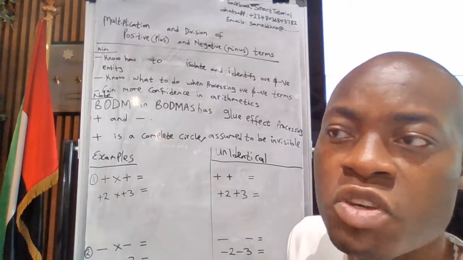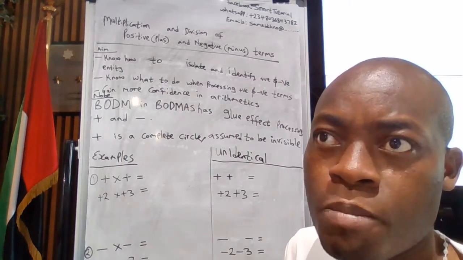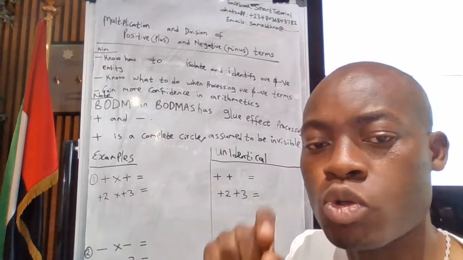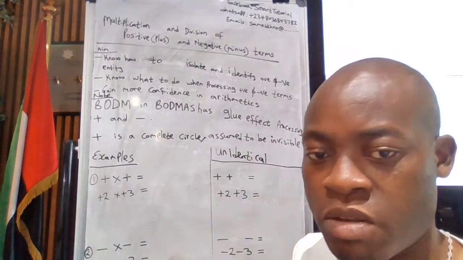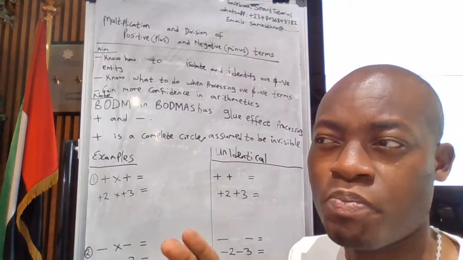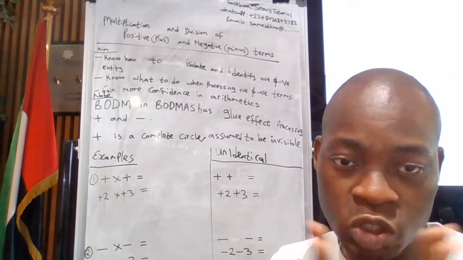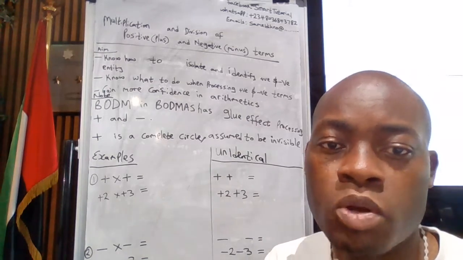What do we mean by invisible? For example, we have 1. 1 is still the same thing as plus 1. It's not the same as minus 1. Plus 2 is the same thing as 2. 3 is the same thing as plus 3. 5 is the same thing as plus 5. So when there is no sign like plus or minus, just know that the item is having a plus.